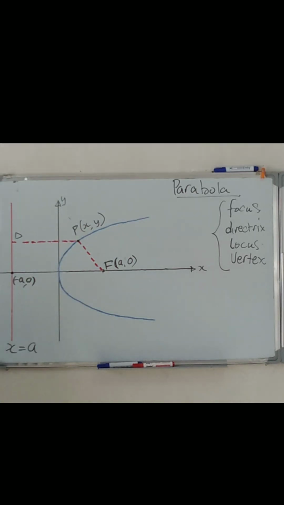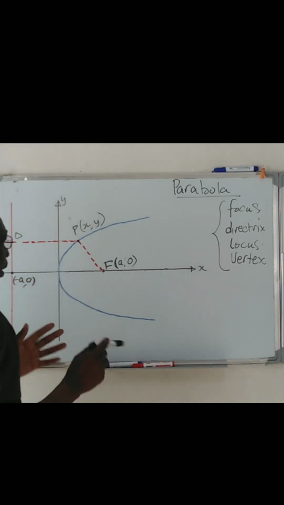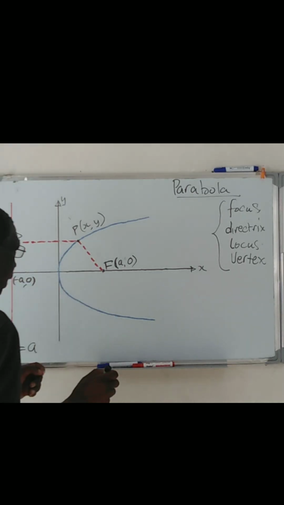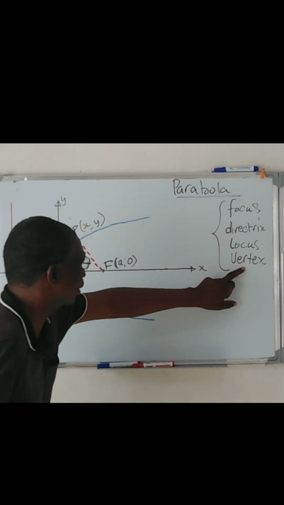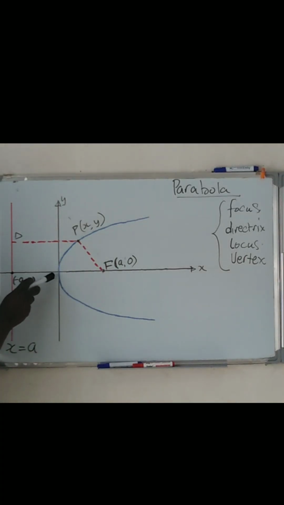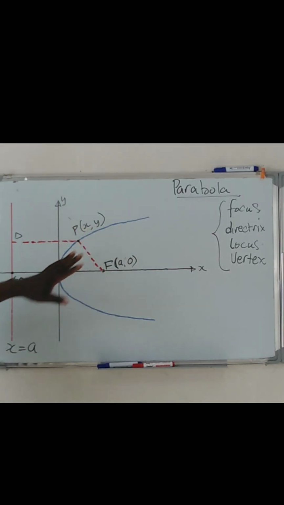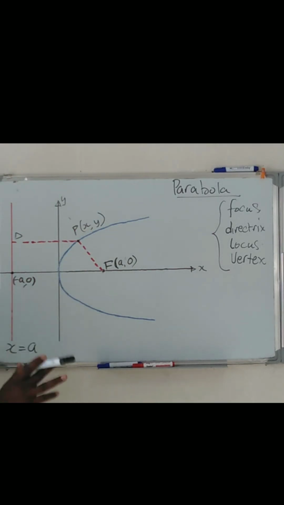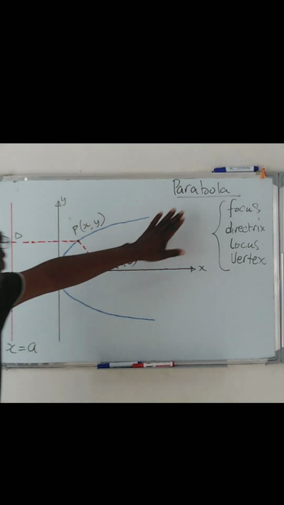What is a locus? Well, a locus is just the path traced out by a point. I will repeat that a little slowly. A locus is the path traced out by a point. Lastly, it's the vertex. The vertex is the point where the parabola turns. In this particular case, our vertex is at the point (0, 0). Now, the point P here with coordinates (x, y) is just a general point. It's a point on the graph of the parabola.